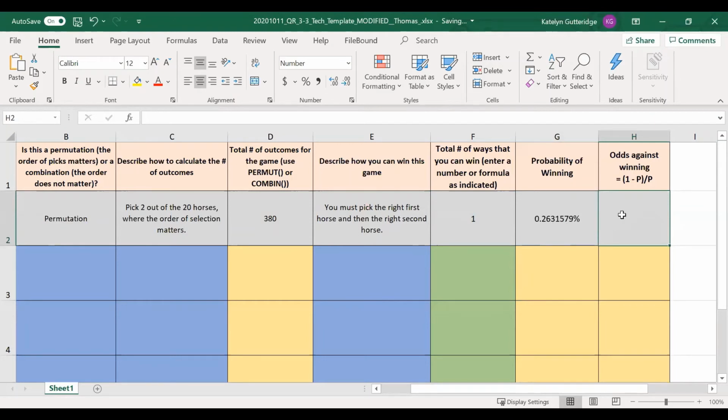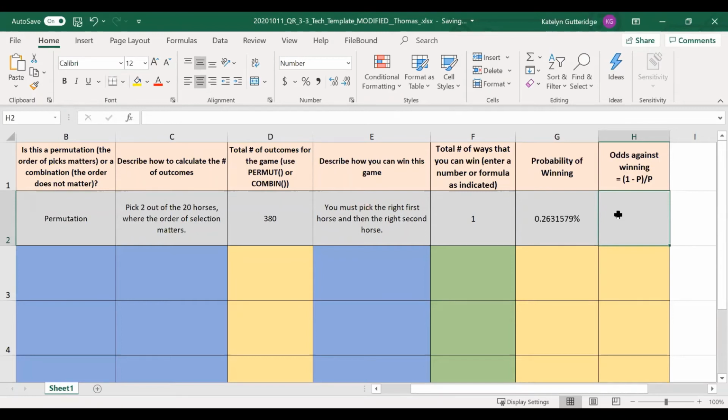And then we want to also find the odds against winning this. So when you think about odds, they're typically phrased in the way of you have so many ways of winning against so many ways of losing. So here, since we have one way of winning, that means we have 379 ways of losing. Since we have one way to win, we have 379 ways to lose.